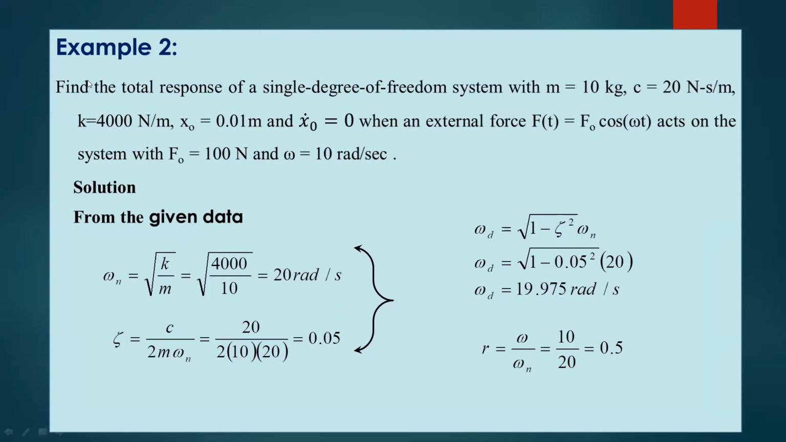Another example is to find the total response of a single degree of freedom system with a viscous damper of 20 Newton second per meter and stiffness 400 Newton per meter. Initial conditions: X naught is 0.01 meter, X naught dot is 0. An external force F of t equals F naught cos omega t acts on the system.